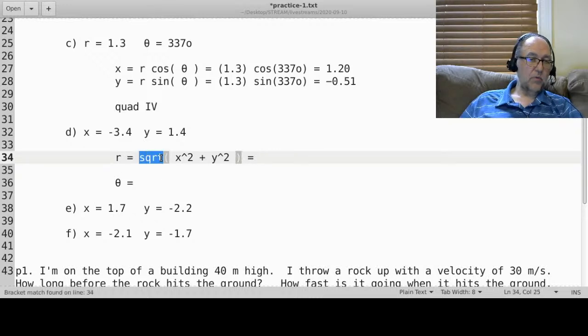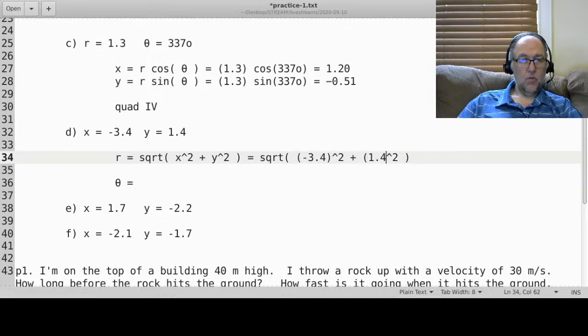I can't do the square root symbol, so I'm just going to write SQRT like that. And here, I'll show you how the numbers get substituted in. For the x, you're going to put in negative 3.4, and for the y, you're going to put in 1.4. Then you're going to square them.